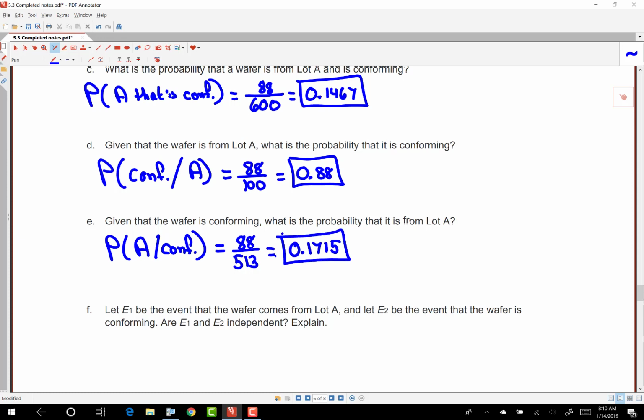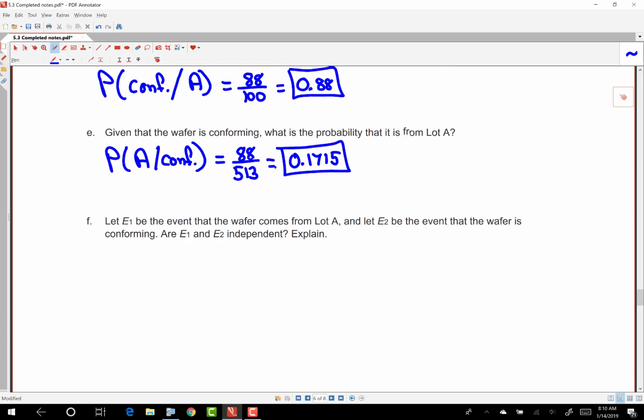Okay, and then finally for part F, let E1 be the event that the wafer comes from lot A, and let E2 be the event that the wafer is conforming. Are E1 and E2 independent? And explain. Okay, well, E1 means that it comes from lot A. E2 is that it's conforming.